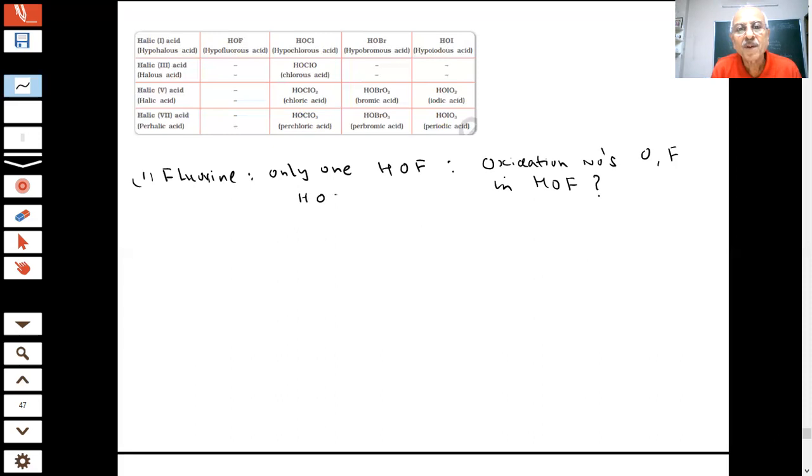Important point, students. Fluorine, you are saying -1. Yes, sir. Hydrogen is +1. Then what is the value of X? 0. So X is 0. That means in this, oxygen is in the 0 state. Yes, sir. I'm putting oxygen 0 and fluorine -1.